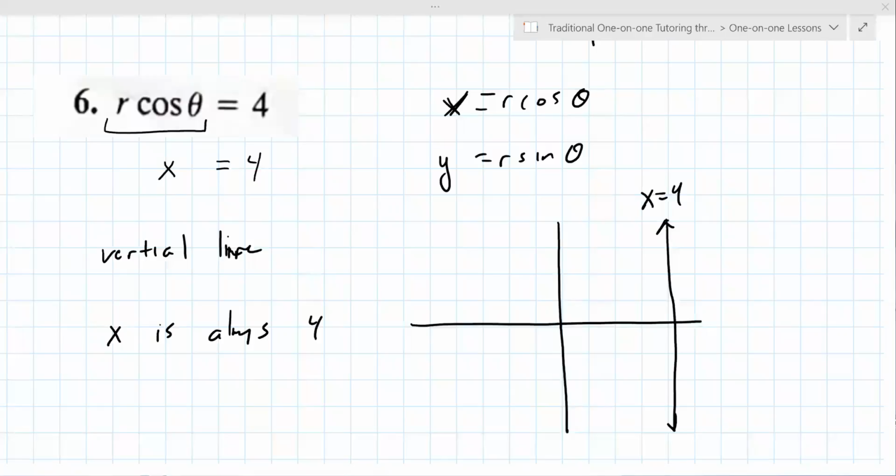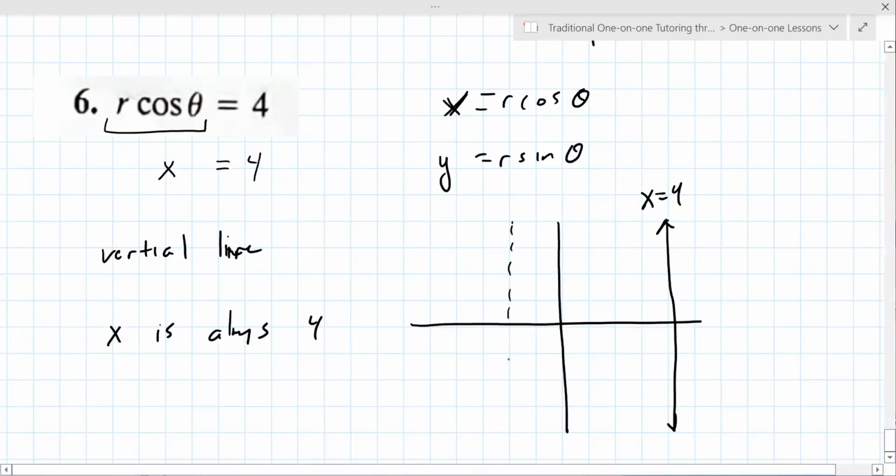So why don't you try number 7? You can either tell me verbally or work it out. Number 7 is kind of like number 6, except instead of 4, x equals -2. That's it. On the graph you would draw a normal graph, you move 2 to the left, and it would be a vertical line going up and down on that point. That's right. That's perfect.